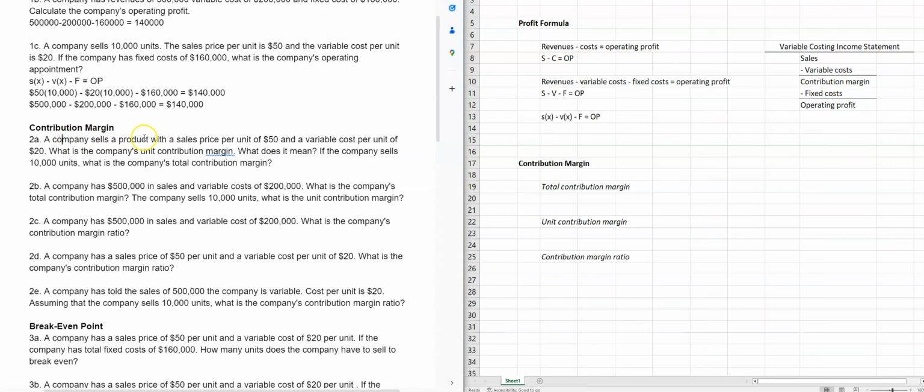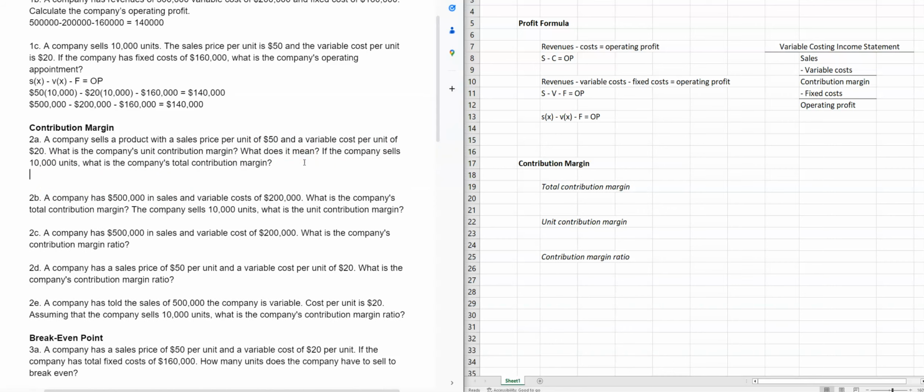A company sells a product with a sales price per unit of $50 and a variable cost per unit of $20. What is the company's unit contribution margin? What does it mean? And if the company sells 10,000 units, what is the company's total contribution margin? So let's start with just the first part. They're asking us for unit contribution margin.